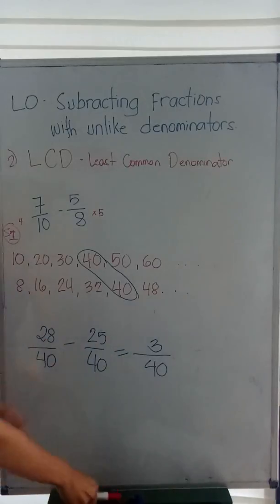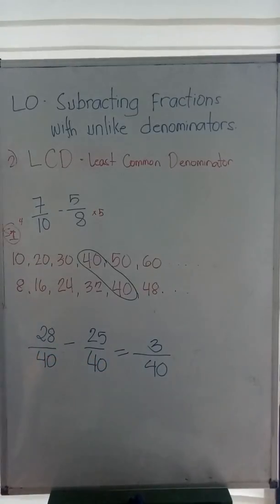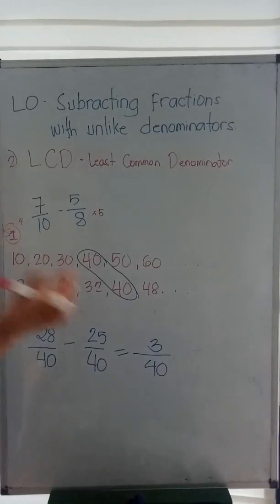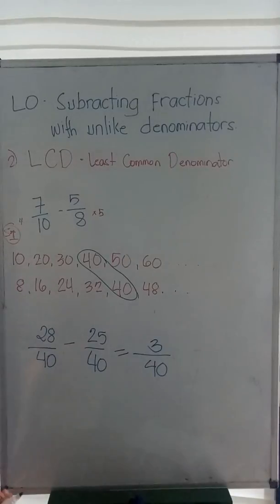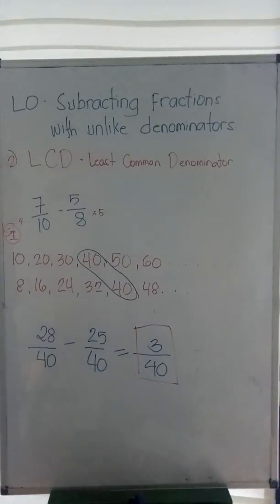Now you have to think, we have 3/40 here, or 3 over 40. Is this the simplest form or simplified form? Well, you have to think, is there a number that we can use to divide 3 and 40? No, there's none. Therefore, this is our final answer.